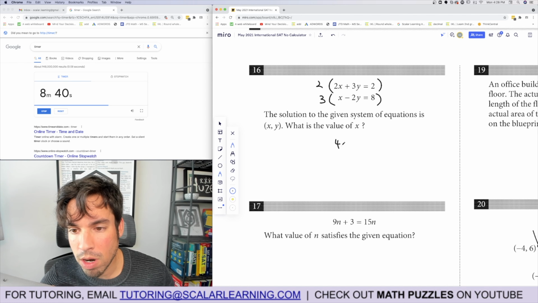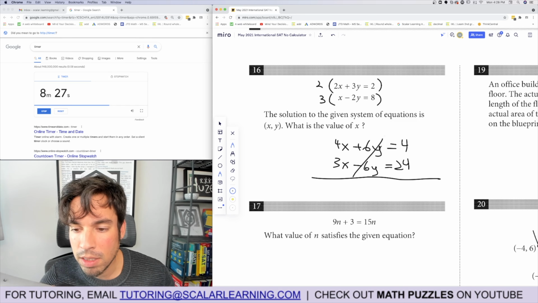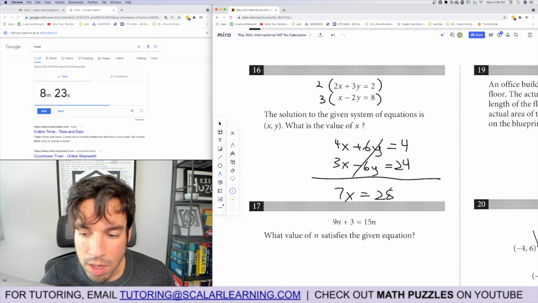So we got 4x plus 6y equals 4. I always double check that I didn't mess up the distribution. I've done that in the past. 3x minus 6y equals 24. Combine, kill those guys. That's 7x equals 24 plus 4, which is 28. Divide both sides by 7: x equals 4.